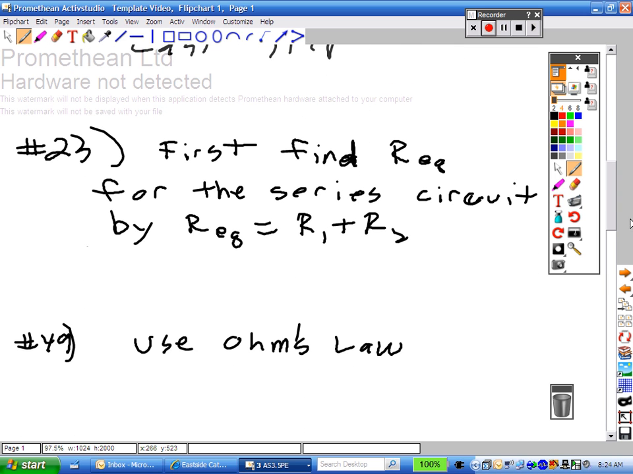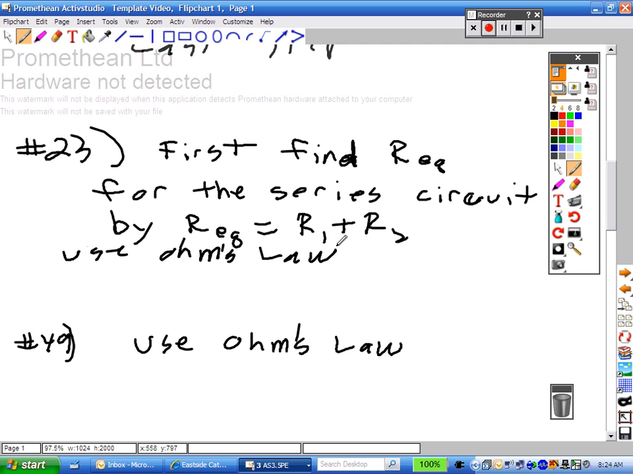Let's look at number 23. For number 23, first find the equivalent resistance for the series circuit. Different formula. That's the equivalent resistance is just the resistors added together. When you're finished with that and you get the equivalent resistance, it's time then to use Ohm's law. So use Ohm's law to finish this.